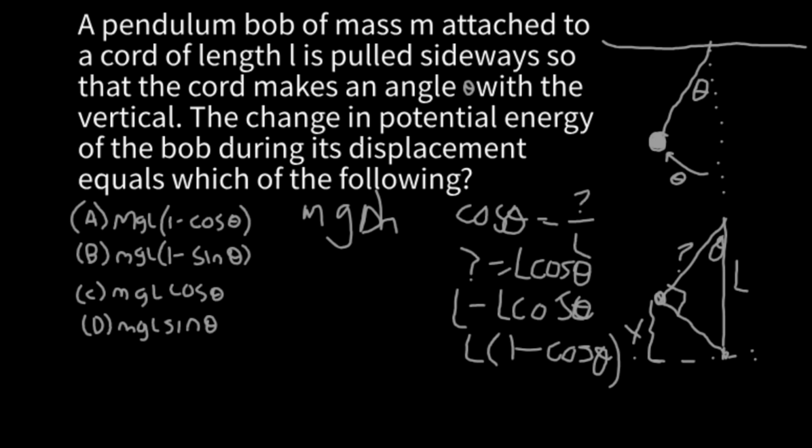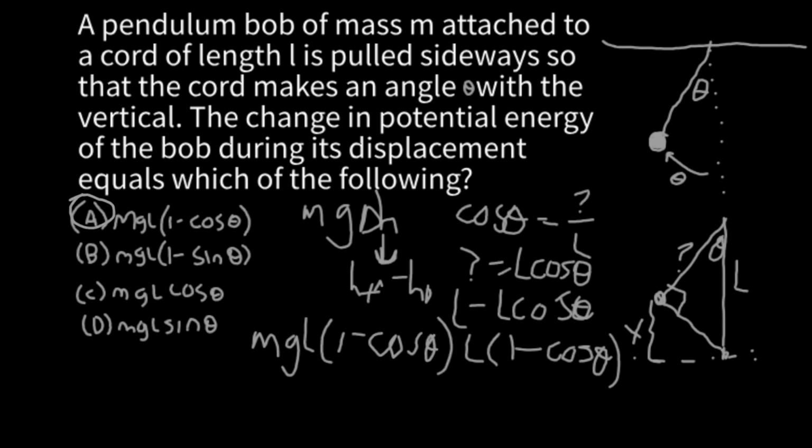So for our change in potential energy, we already have mg, those are given. Our change in height is going to be our final height minus our initial height. You know our initial height is 0, and we just solved for our final height. It's that x value right here, which we know is L times 1 minus cosine theta. So our answer is going to be mgL times 1 minus cosine theta, which is our option A.